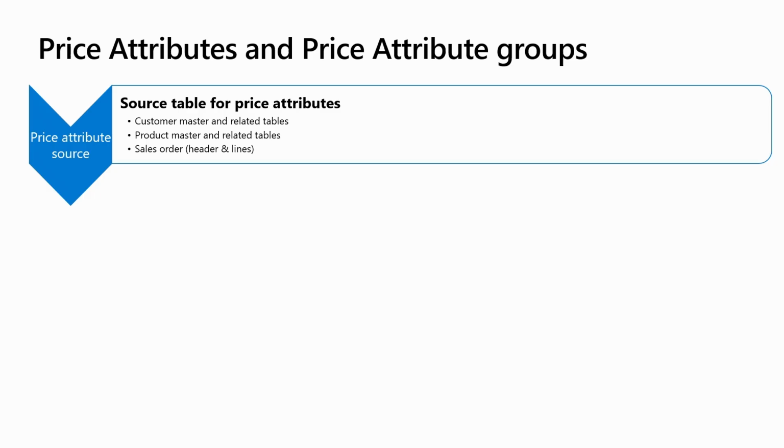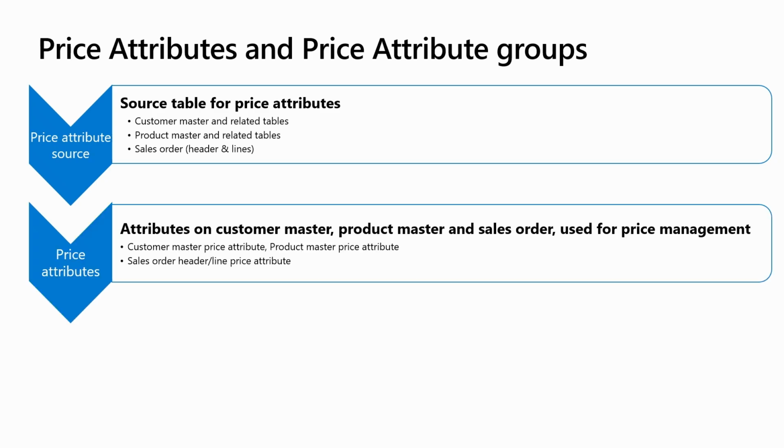In pricing management, price attributes work through definition of price attribute group, which can be defined for headers as well as line level. While setting a price attribute group, the first step is the selection of source table from which the attributes can be selected. For example, we would like to choose attributes from the customer master, product master, sales order header, or a sales order line. After selection of the source table, we'll need to determine the attributes on the customer master, product master, and sales order, which will be used in price management.